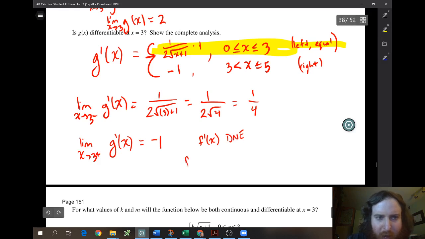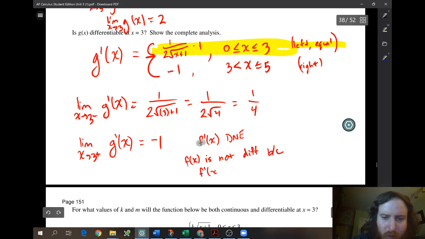And so we can say g of x is not differentiable because g prime of x does not exist. And so we're going to say g of x is not differentiable. Oh, I need my where, right?